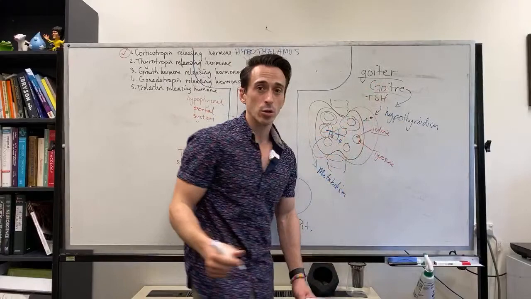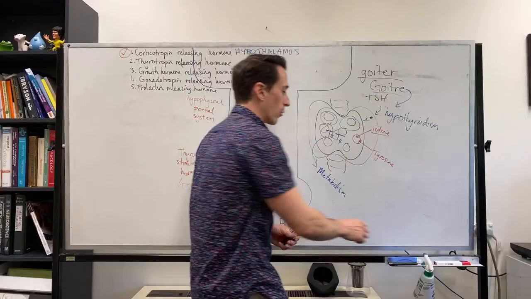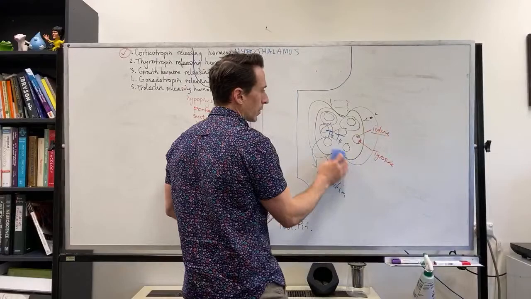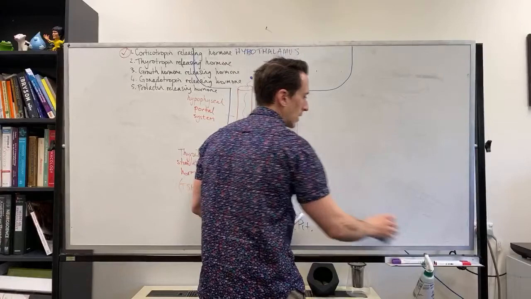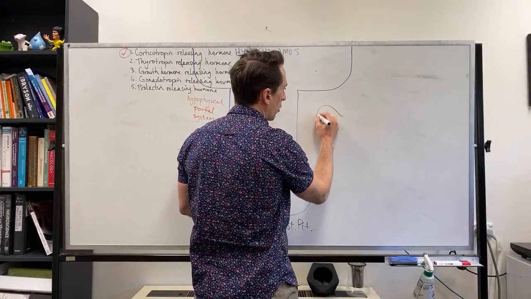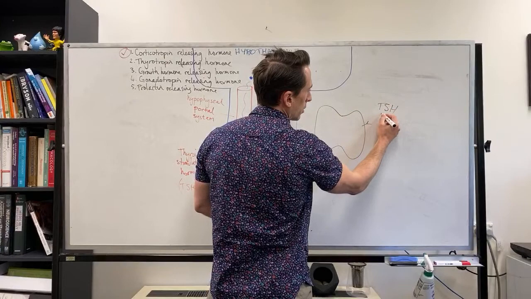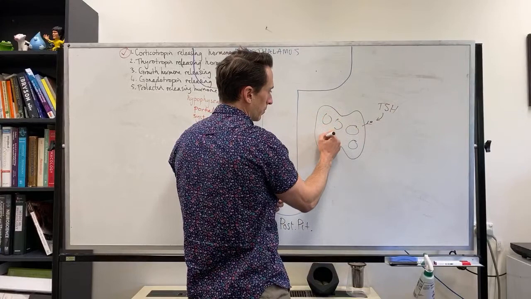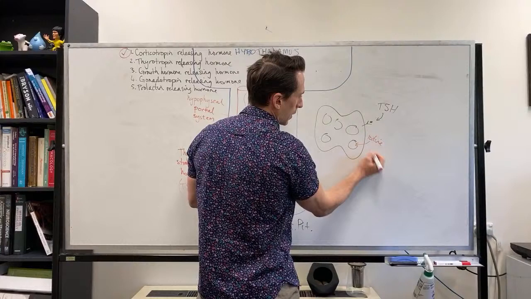Now, if we look at hyperthyroidism, where we create too much thyroid hormone, let's draw this up and show how it works. That's called hyperthyroidism. So you've got the thyroid, you've got these receptors, you've got TSH. They need to come along and bind to the receptor, and then that triggers these groups of cells to pull in the iodine and to pull in the tyrosine.